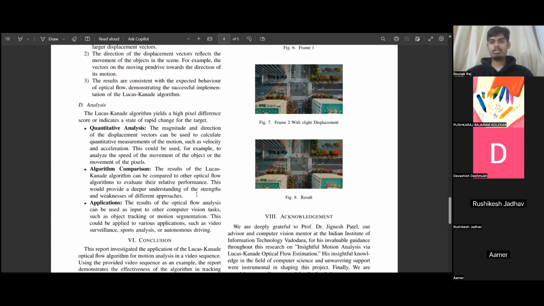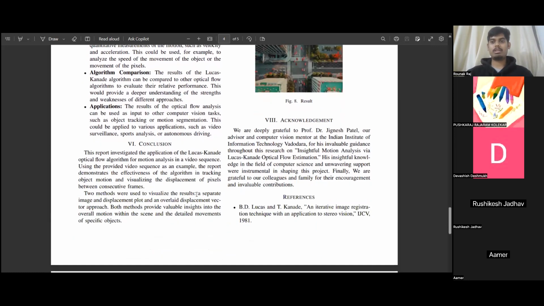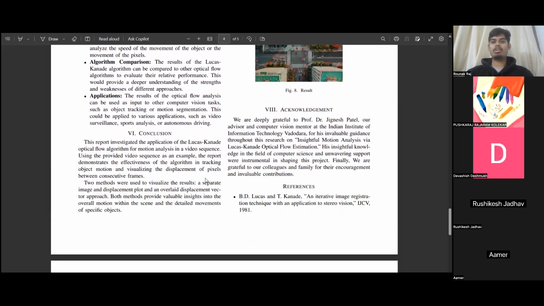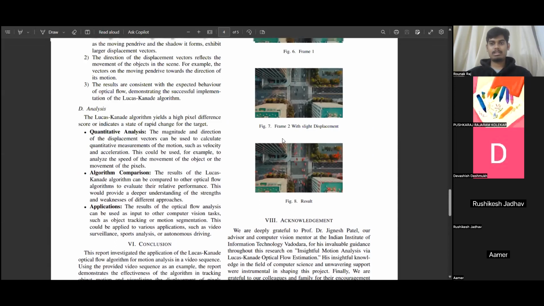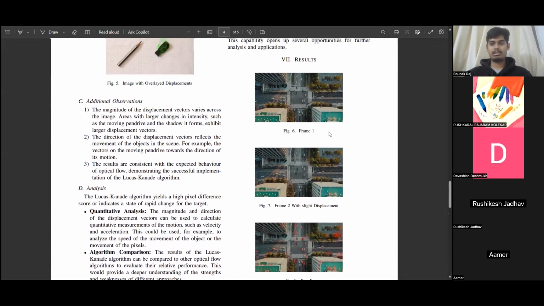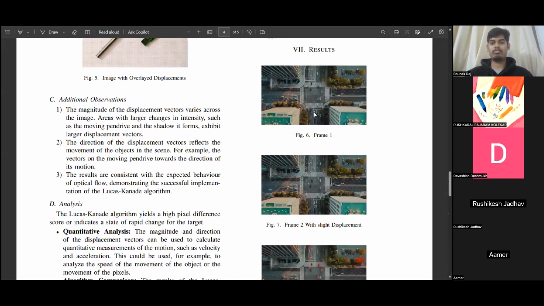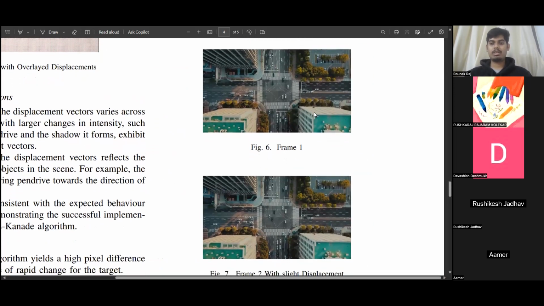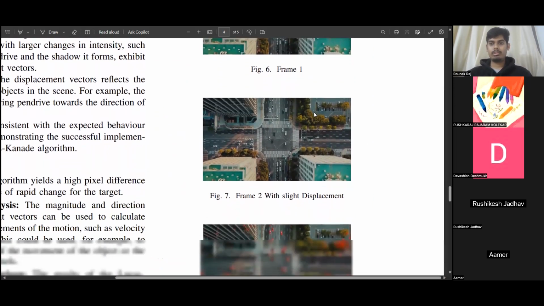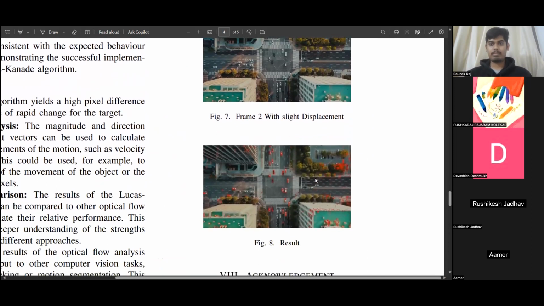So our basic motive was that our model takes an input as a video or a GIF, and it captures two frames from that, which you can see by zooming in, frame 1 and frame 2. In frame 1, you can see clearly that some cars are there, and in frame 2 you can see the cars move from one place to another, which shows the displacement. And in the result, as you can see, the dotted red color parts show the displacement, and this is the output result that we have seen.